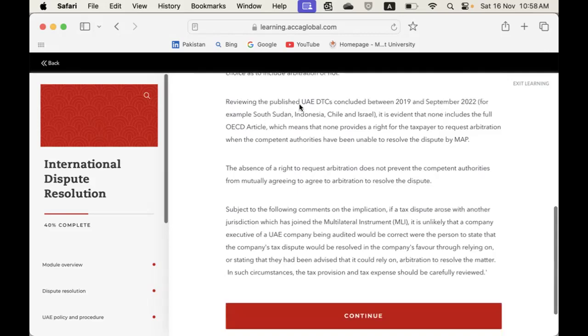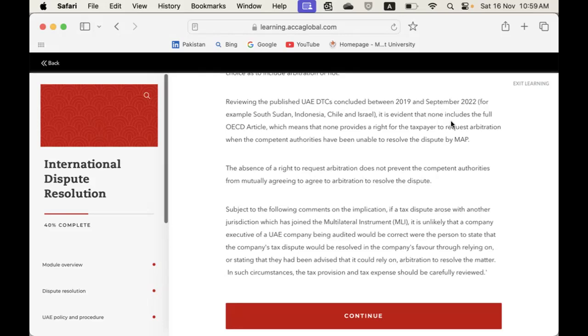Reviewing the published UAE DTCs concluded between 2019 and 2022. Actually, this is an old writing. Now this is the year 2024, and even after September 2022, multiple double tax agreements have been signed with the UAE. For example, I think with Kuwait and with Qatar also, the UAE has signed, and more countries also have been included. For example, South Sudan, Indonesia, Chile, and Israel.